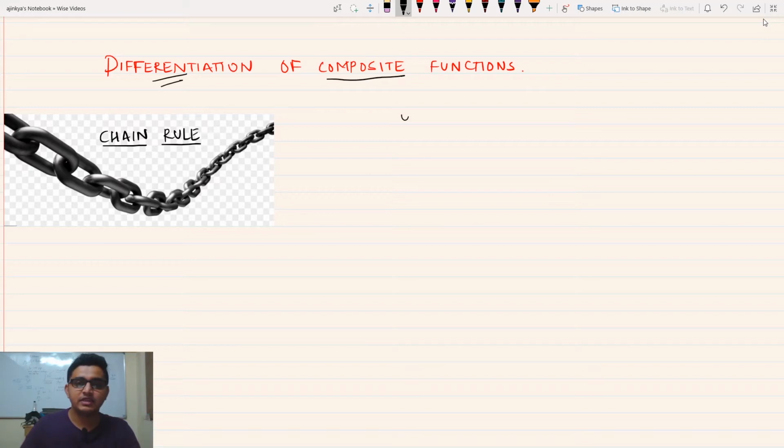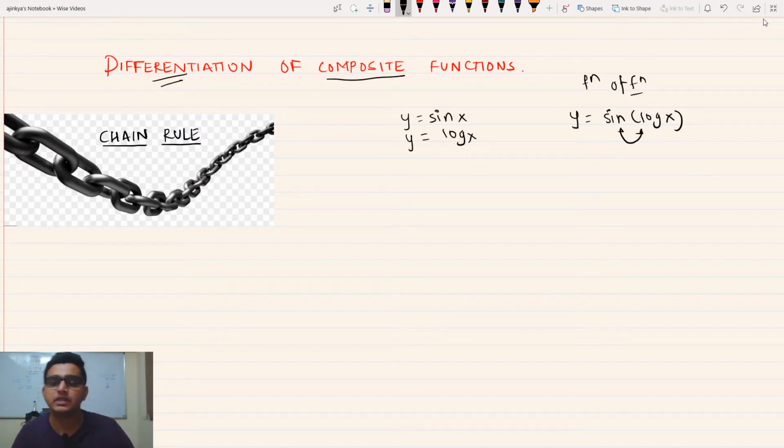So plain functions can be stated just like y equals sine of x or y equals log of x, or anything just as simple as that. But a composite function is something like y equals sine of log x. Then it necessarily becomes a function of a function. So when we have a function like sine of log x, it is called a composite function.